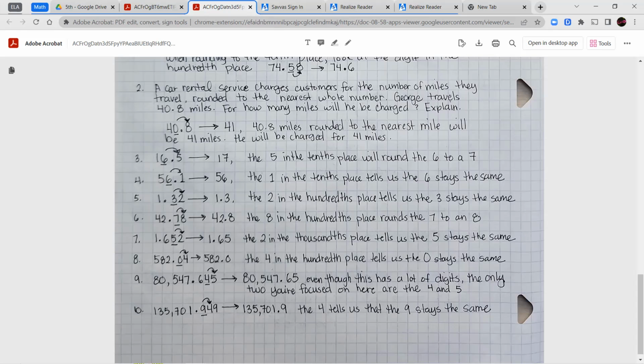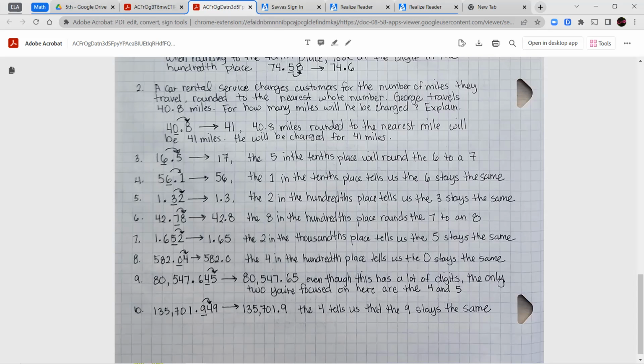All right, number 9, we have 80,547 and 645 thousandths. Notice there's a lot of digits in these ones, but the digits that you need to focus on are your rounding place and the number immediately after it. The rest of them, almost all the time, will stay exactly the same. So here, the digit we need to focus on, our rounding place, is the hundredths place. That's the 4. And the digit that comes immediately after it is the thousandths place, and that's a 5. So those are the two numbers we're focused on, the 4 and the 5. The rest of them are going to stay the same. We're not touching them, so we're going to leave those alone.